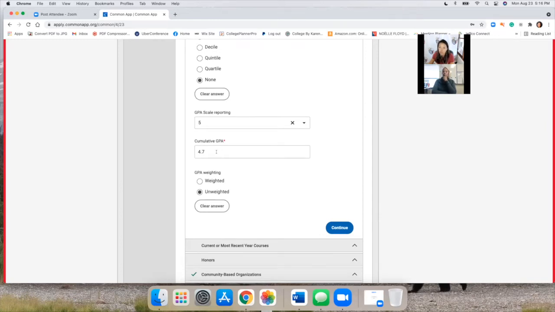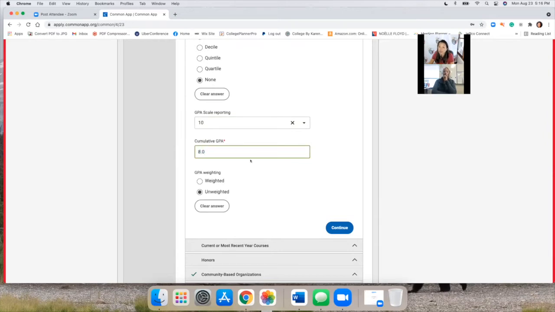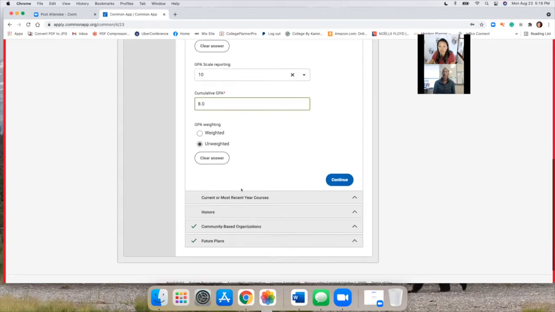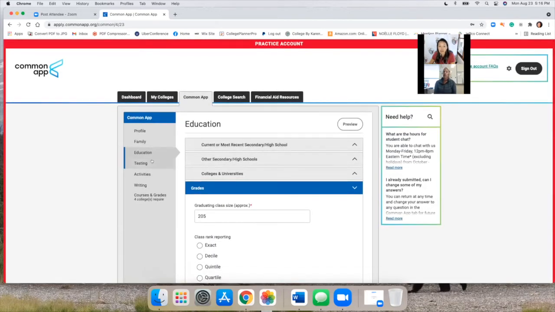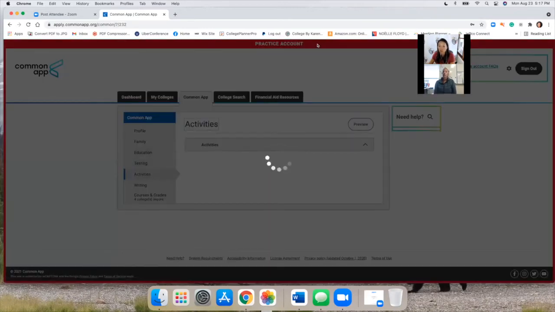This should be on your transcript. If it's over a 4.0, you're probably looking at a 5-point scale. But again, depending on where you are, I have some students that are out of a 10, and you would see a GPA like this. It just depends on your school, and the colleges will know how to deal with that. So don't worry if your transcript says 8 out of 10, that's what you're going to report. The college will figure it out, because whoever's reading your profile will know how your high school does grades. Okay, and then you'll see here testing, and then activities, and we'll get to that as well.